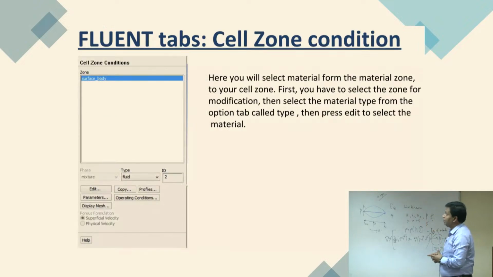Here we have the cell zone. So, you can check how many cells and how many zones are in your system, and this is the way you have to identify.